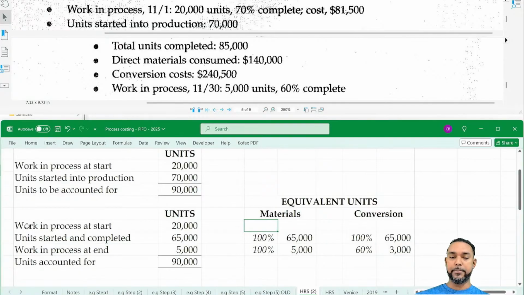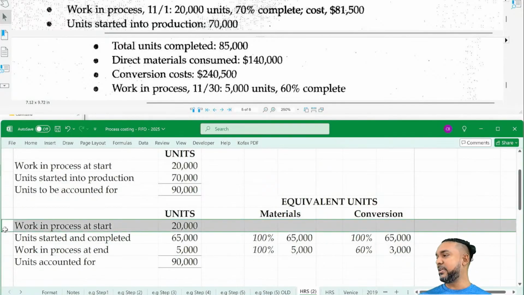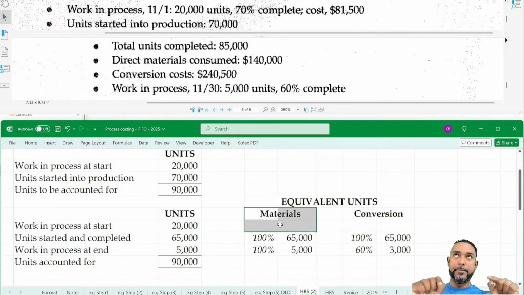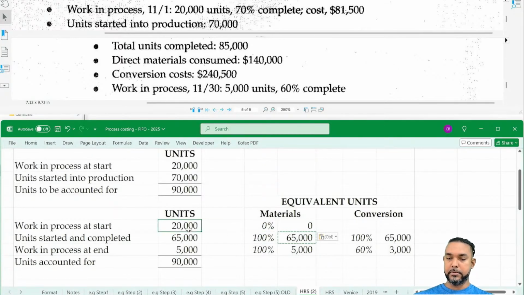Now, with the work in process at start, technically speaking, it is easy once you wrap your mind around the basic assumption and acknowledge that it is different from what we were doing before, right? So all materials work has been done on the work in process at start in a previous period, and therefore 0% of the work has been done currently in the current period, right? So 20,000 by 0%, of course, is just going to give us 0.